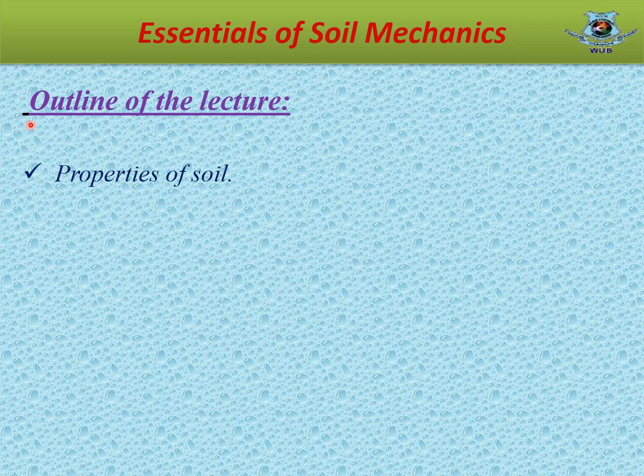This lecture content will cover properties of soil. For example, water content, density of soil, bulk density, dry density, density of solids, saturated density, submerged density, unit weight of soil, bulk unit weight, dry unit weight of solids, saturated unit weight, submerged unit weight, specific gravity of soil, void ratio of soil, porosity of soil, degree of saturation, percentage air voids, air content and relative index of soil.